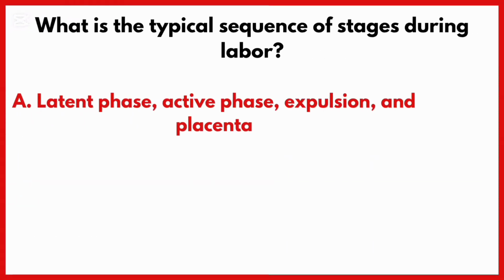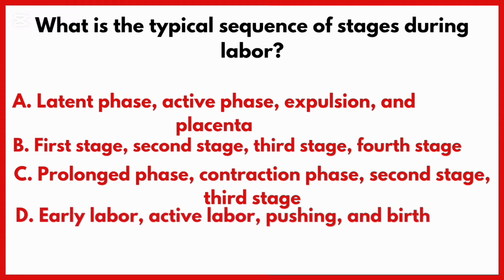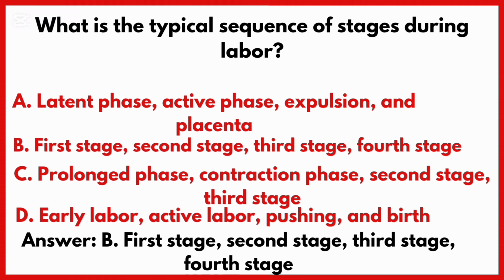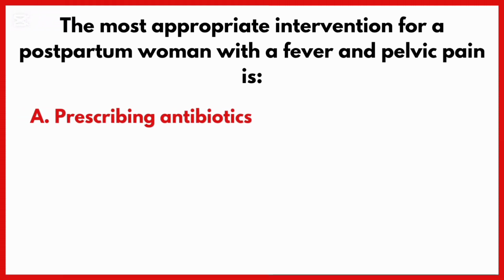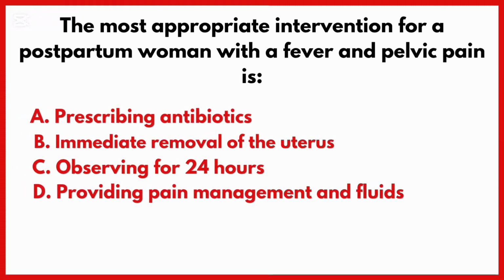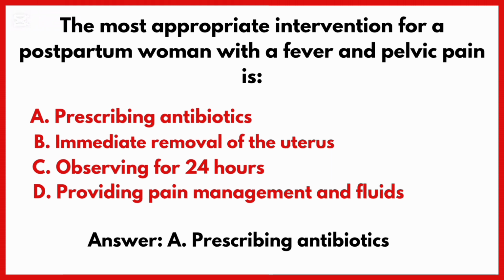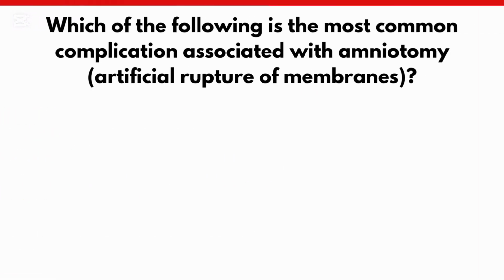What is the typical sequence of stages during labor? Correct answer is option B, first, second, third and fourth stage. The most appropriate intervention for a postpartum woman with a fever and pelvic pain is. Correct answer is option A, prescribing antibiotics.